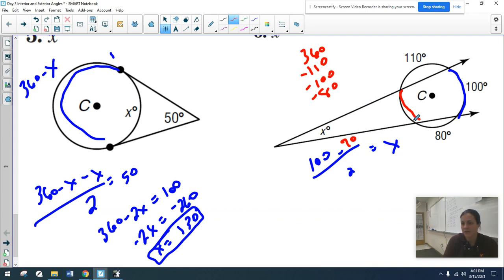So sometimes you have to do a little figuring to find those arcs. So this 100 minus 70 is going to give me 30 divided by 2. Gives me my 15 degrees.